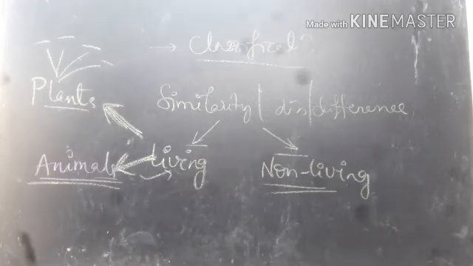Let us see some objects here. Already they have given them in the table. Just look at the table.